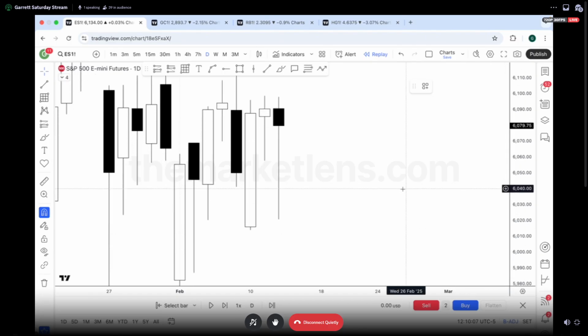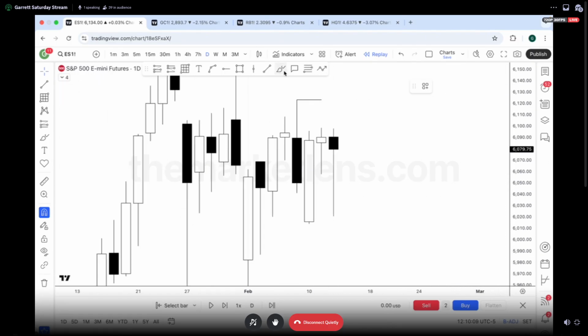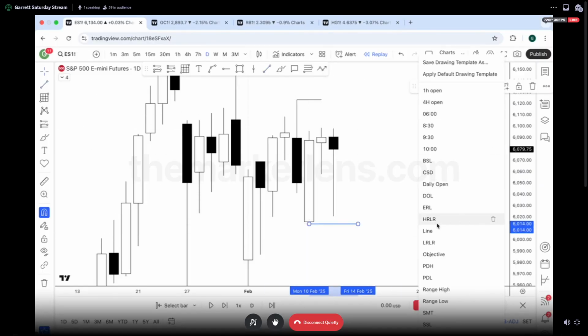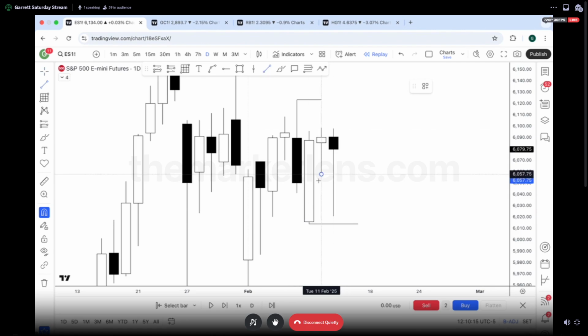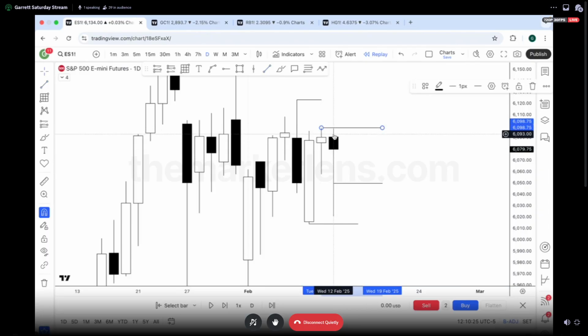So this gave us really good context though. Still inside of this range, right? And we take out this low. So here, I'm looking at these equal highs right here. This gave very good context, right? Very obvious that we want to draw to this high and possibly this high.